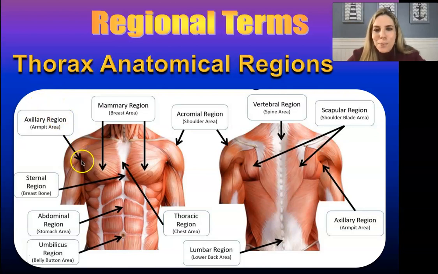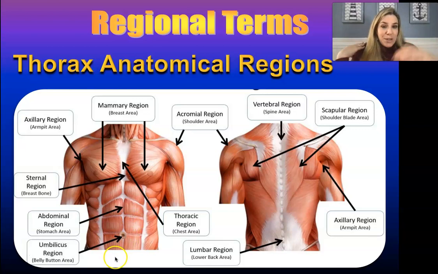Right here in the armpit region is called the axillary region. Axillary region. We got, your sternum bone goes right under there. So this is the sternal region. It's where your breastbone is, the sternal region. This, of course, is your abdomen. So this would be your abdominal region. So it's the stomach area. Right where the umbilical cord came out, or where your belly button is, your umbilicus, that would be the umbilicus region. So that's the belly button area.